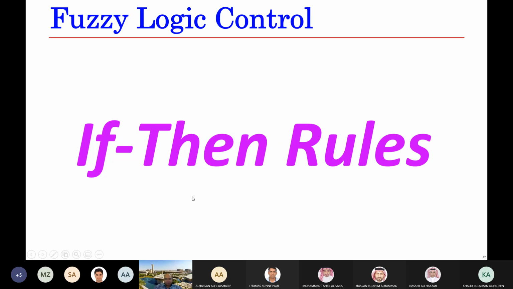Okay, we will continue with fuzzy logic. We have discussed the structure of the fuzzy logic system. You have fuzzification and inference, or if-then rules, which we need to calculate. And then we have defuzzification.